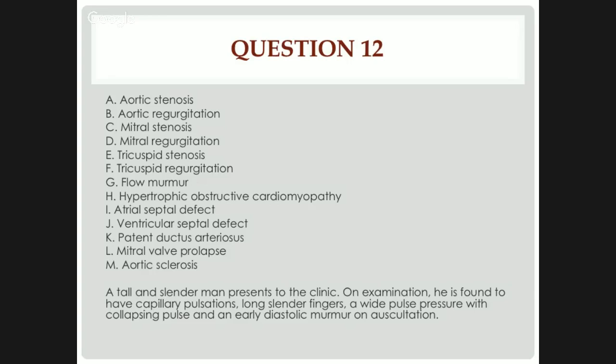Tall, slender man. What does that mean? Good. Marfan's. What do you remember? Okay, let's leave it at Marfan's. Early diastolic murmurs. What were the two diastolic murmurs we talked about? Okay. Aortic regurgitation, which was early diastolic. Mitral stenosis, which was mid-diastolic. So if you remember your two diastolic murmurs, you already know it's one of those two.